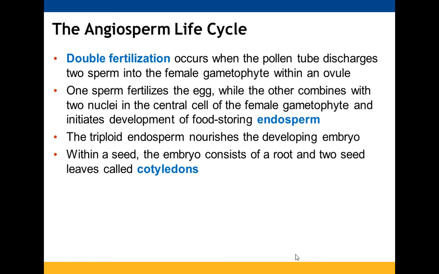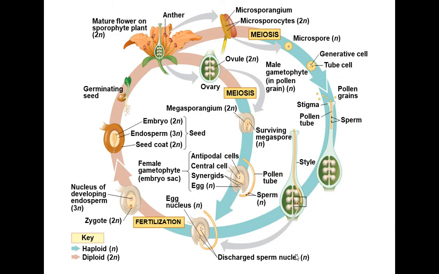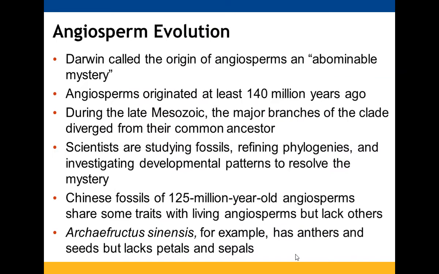Okay, this part's kind of neat. You actually will have double fertilization take place. 2 sperm will actually be discharged into the female gametophyte. One fertilizes the egg, and the other combines with the nuclei in the central cell to create the endosperm, which is the food storing component, which allows that embryo to nourish itself until it is ready to form its own plant. So in seeds, the embryo consists of a root, and it has the 2 seed leaves called the cotyledons. Okay, so again, more about that if you're interested.